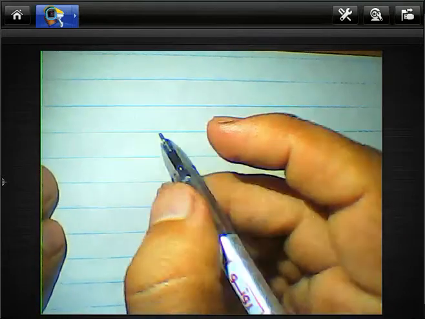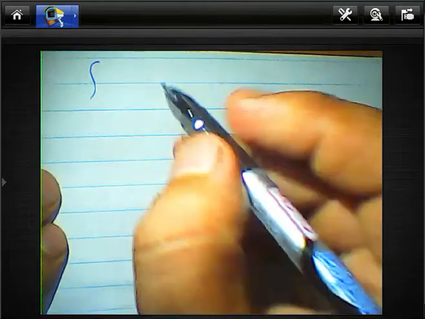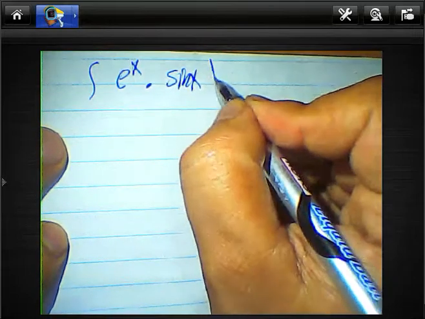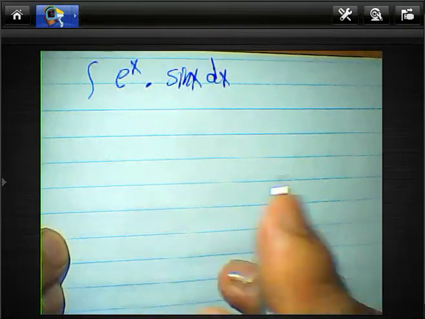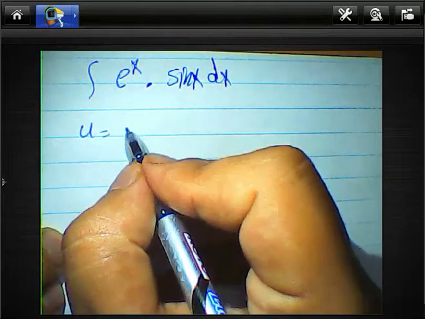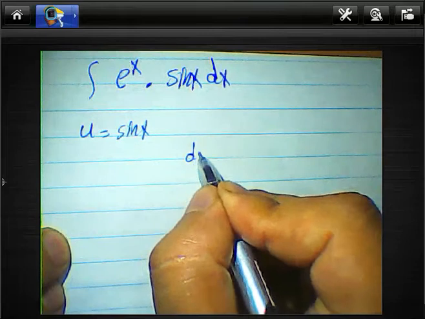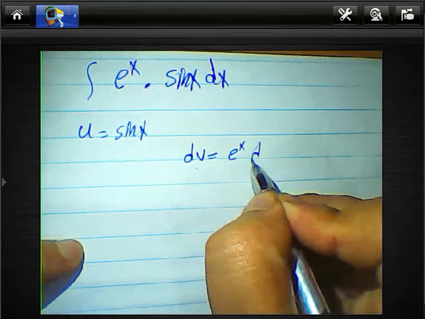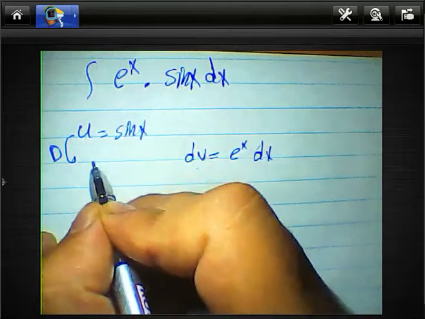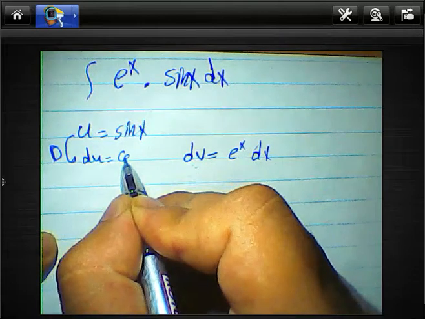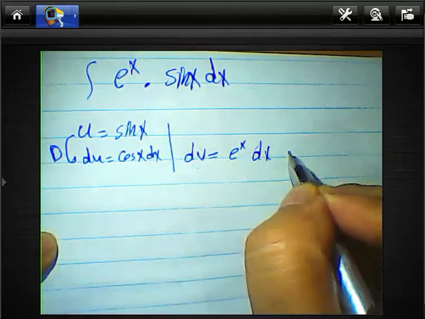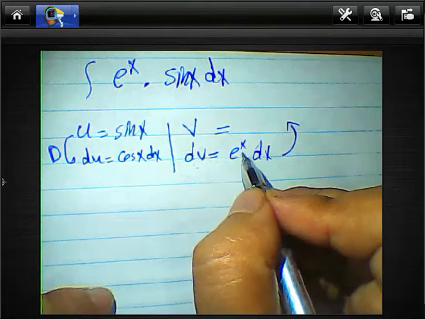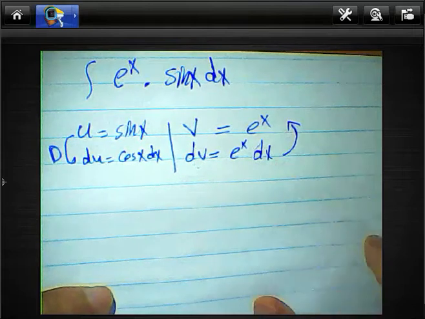Another example, we want to find the integration of e power x multiply sine x dx. First we can write u equal sine x and dv equal e power x dx. We can find the derivative here, du equal cosine x dx, and we can find the integration of this function, dv will be v, and the integration of e power x dx will be e power x.